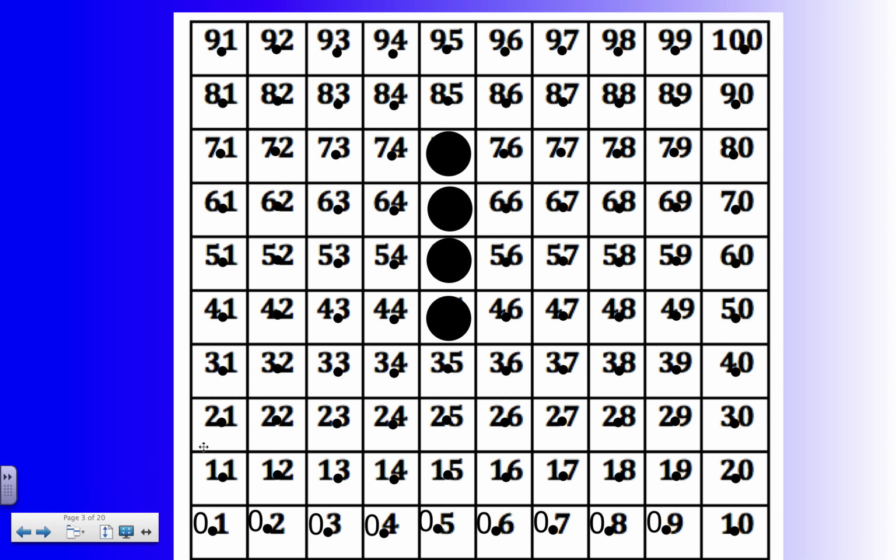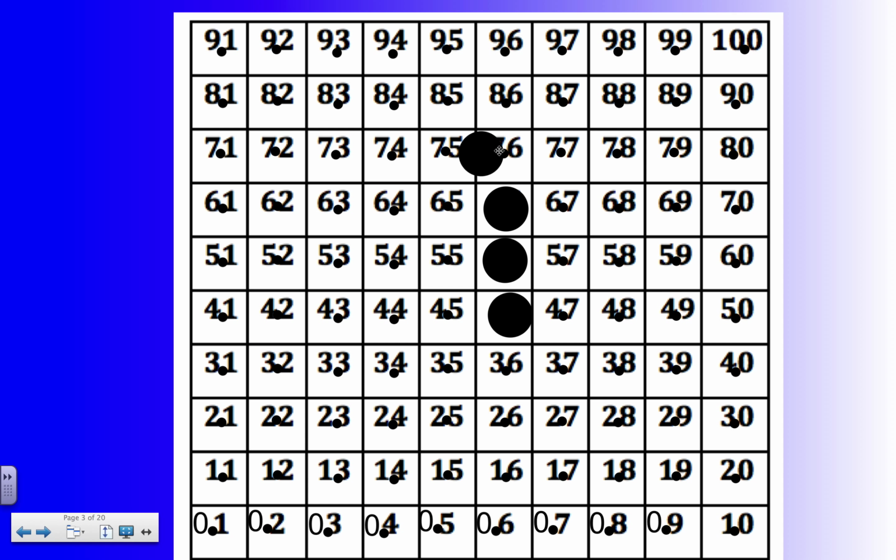Okay, another pattern that you need to know is up and down. If you were to start down here at 1 and 5/10, you go up to 2 and 5/10, up to 3 and 5/10, up to 4 and 5/10, up to 5 and 5/10, up to 6 and 5/10, and then finally 7 and 5/10. Now these you're going to get from multiple directions.